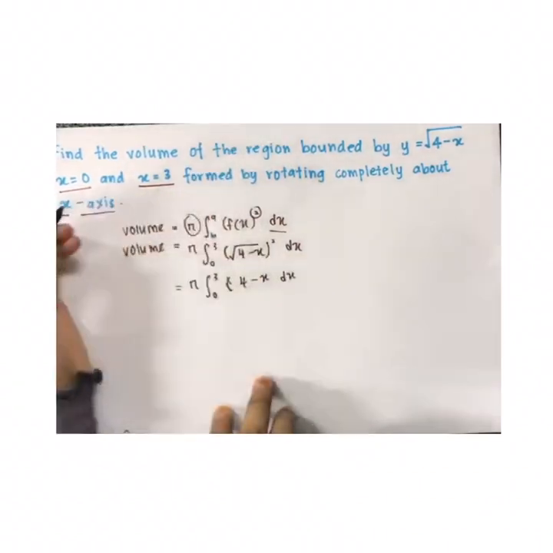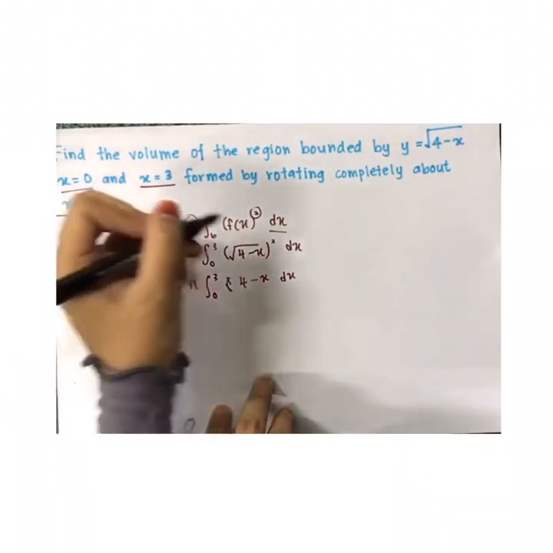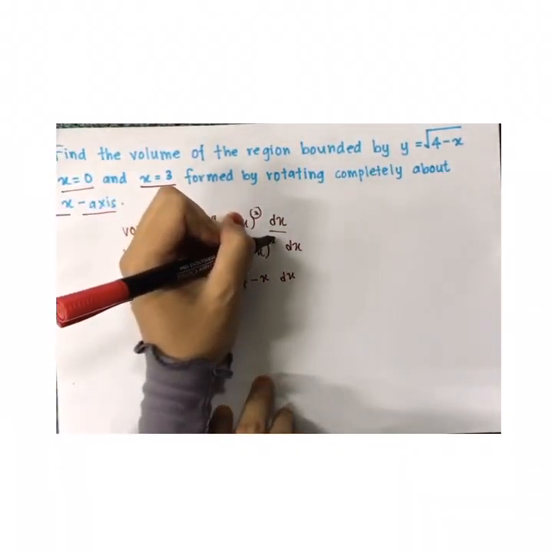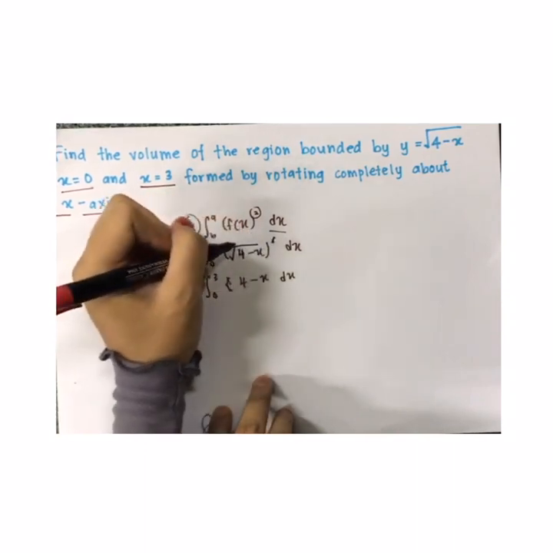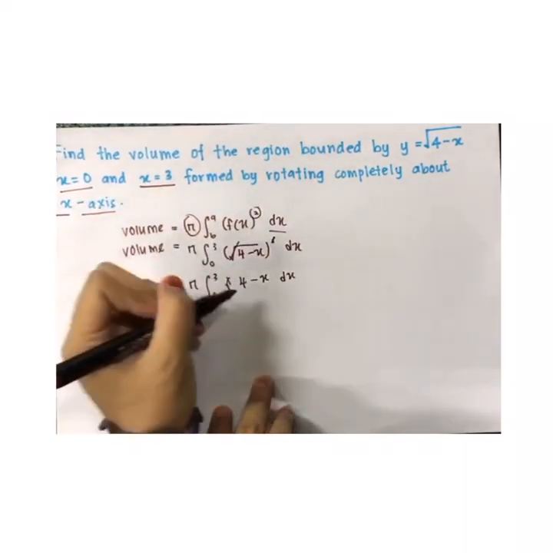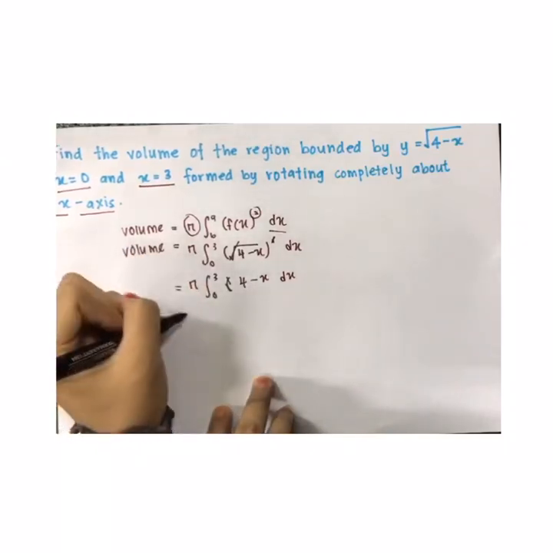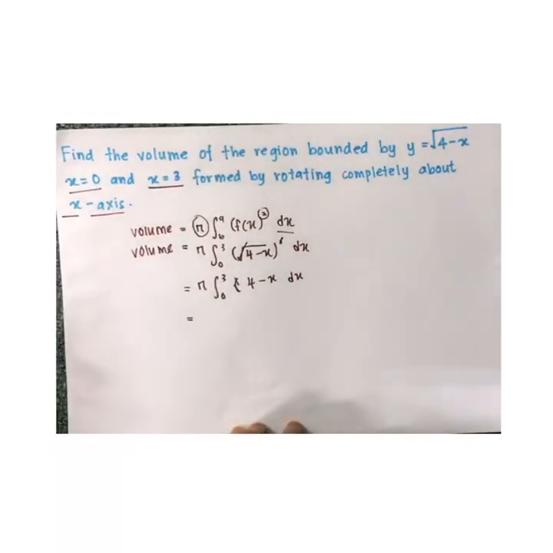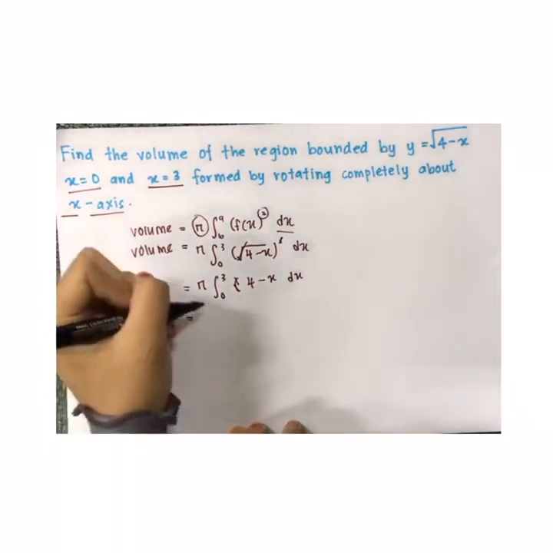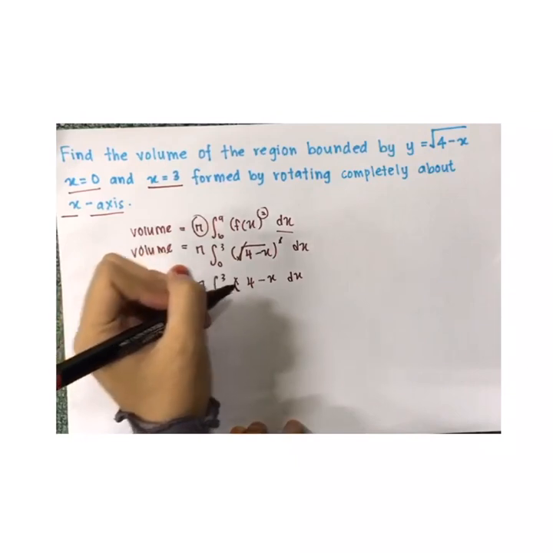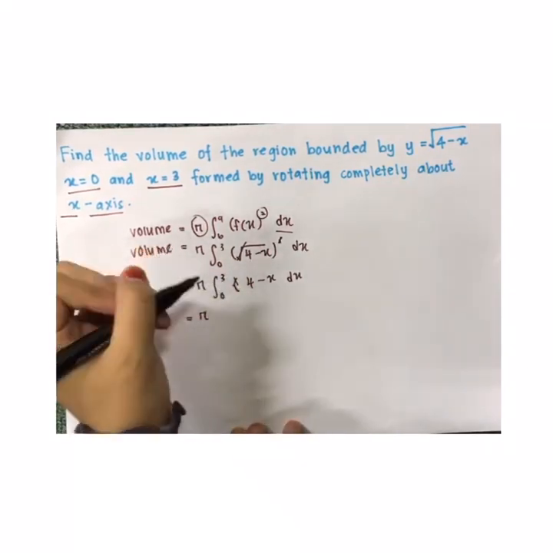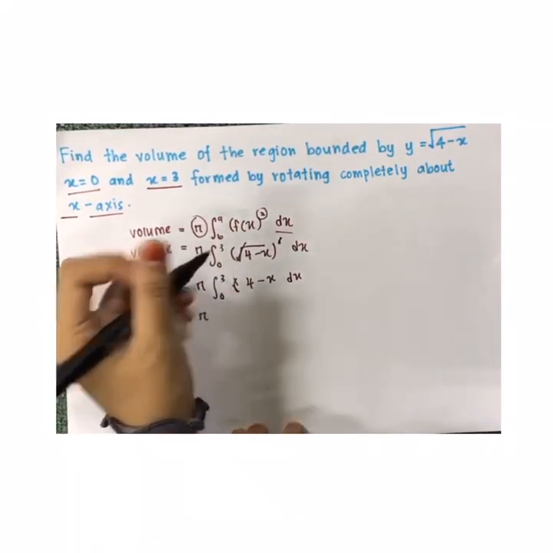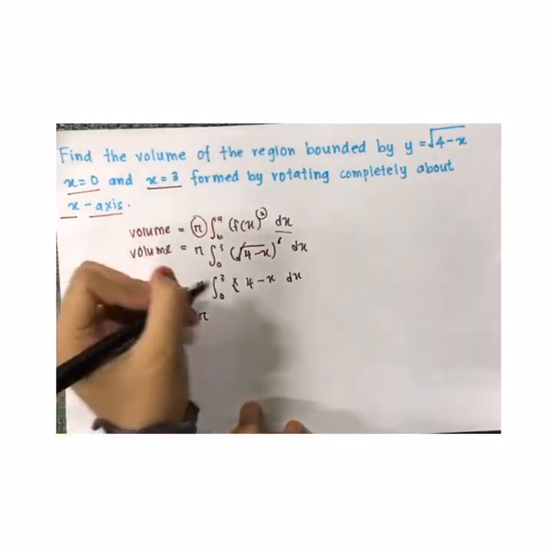We have to simplify the question first. We can cancel out the power of square and the set, so it becomes 4 minus x dx. We should always rewrite the integral symbol and dx before we integrate. After integrating the question, we don't have to write the integral symbol and the dx.